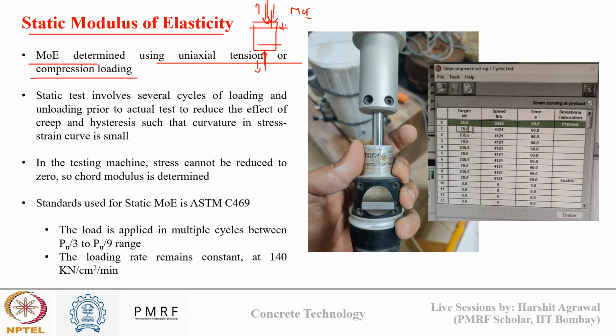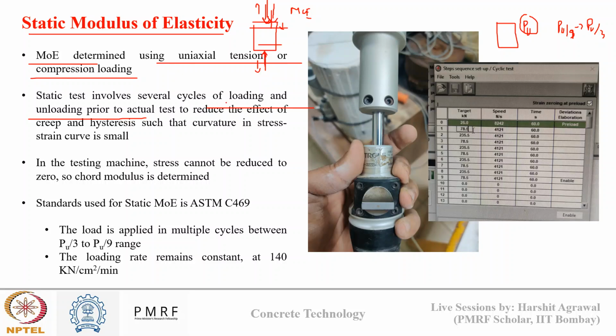In the static test, we apply several cycles of loading and unloading on the sample prior to testing. We have a concrete sample whose ultimate compressive strength we know, it is PU. During the MOE test, we apply a load in a smaller range of PU, because we don't want the concrete to permanently deform. We want the elastic modulus of concrete. So we apply a load between PU by 9 and PU by 3. In between this range we apply load on the concrete.